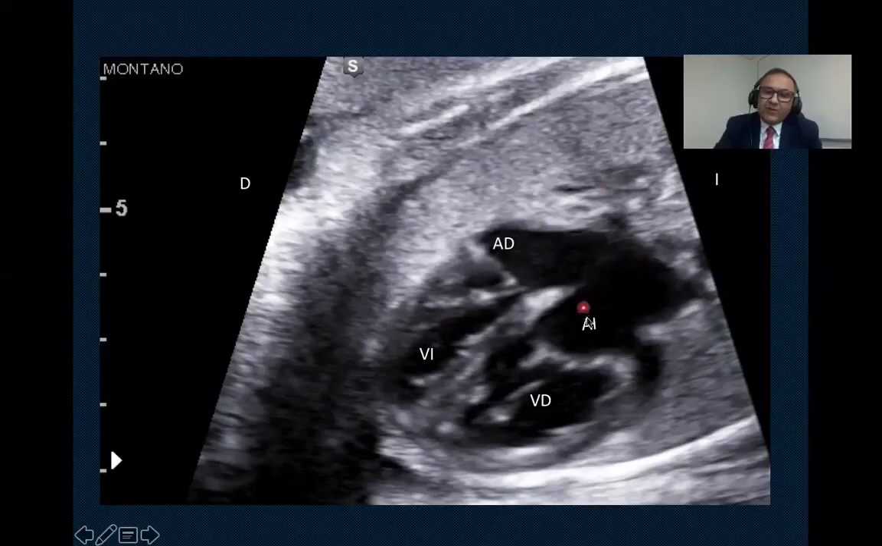The oxygenated blood that reaches the left atrium will pass through the tricuspid valve into the posterior ventricle with right-sided morphology, then exit through the aorta and go to the systemic circulation, so the circulation is congenitally corrected.